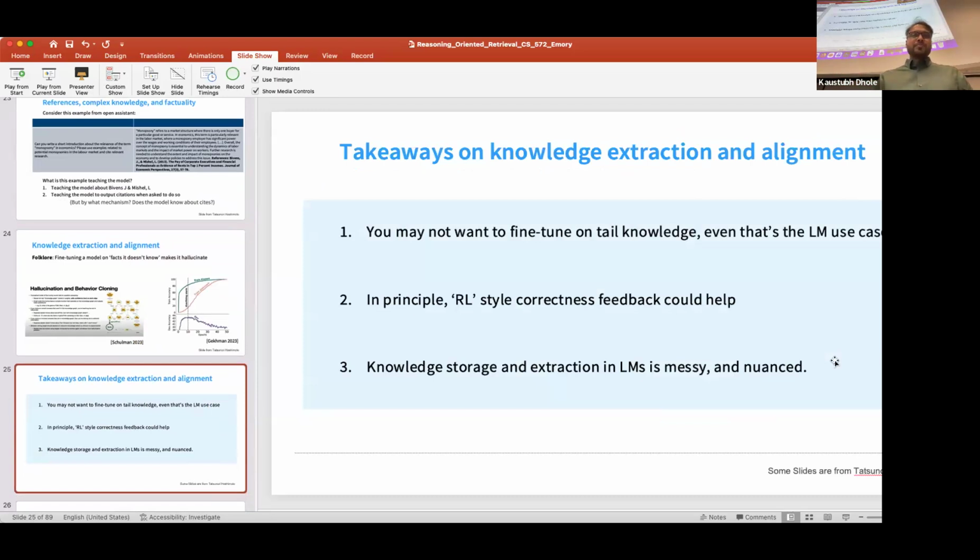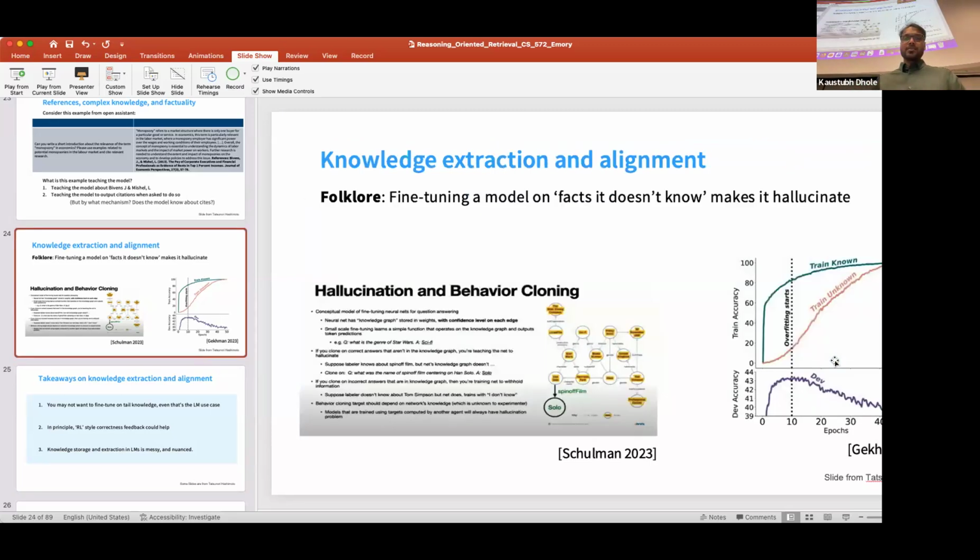Yeah. So these are the main takeaways: you may not want to fine tune on long tail knowledge, even. And in principle, RL style correctness feedback would help. So we need some form of reinforcement fine tuning. And knowledge storage and extraction in LMs is messy. Getting these data sets up is really a complex task, and it's very nuanced as well.